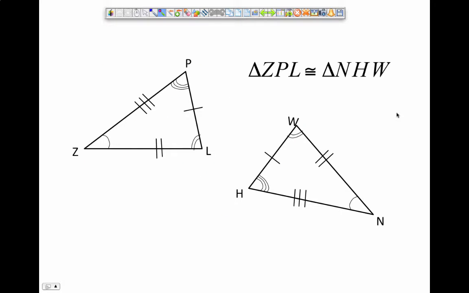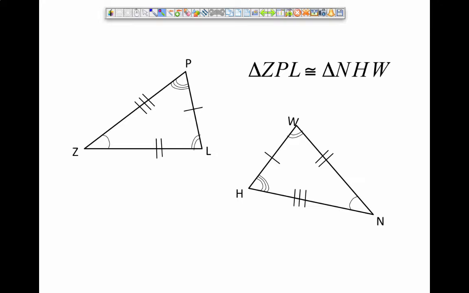There you go. Okay, so I want you to notice something really important here. Please look up here. The markings matter, but this statement right here is extremely important as well. Triangle ZPL is going to be the triangle NHW. They have to go in the right order. So look how Z is the first letter and N is the first letter. That means they go together. See how Z has one mark and N has one mark. Everything matters. The markings and the order of the letters.